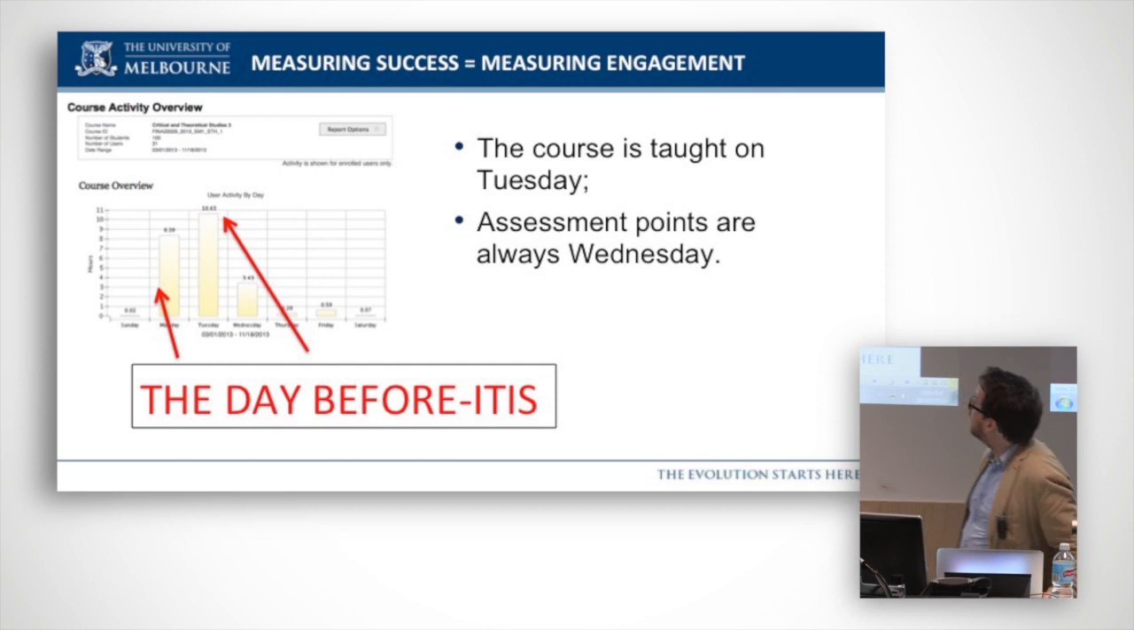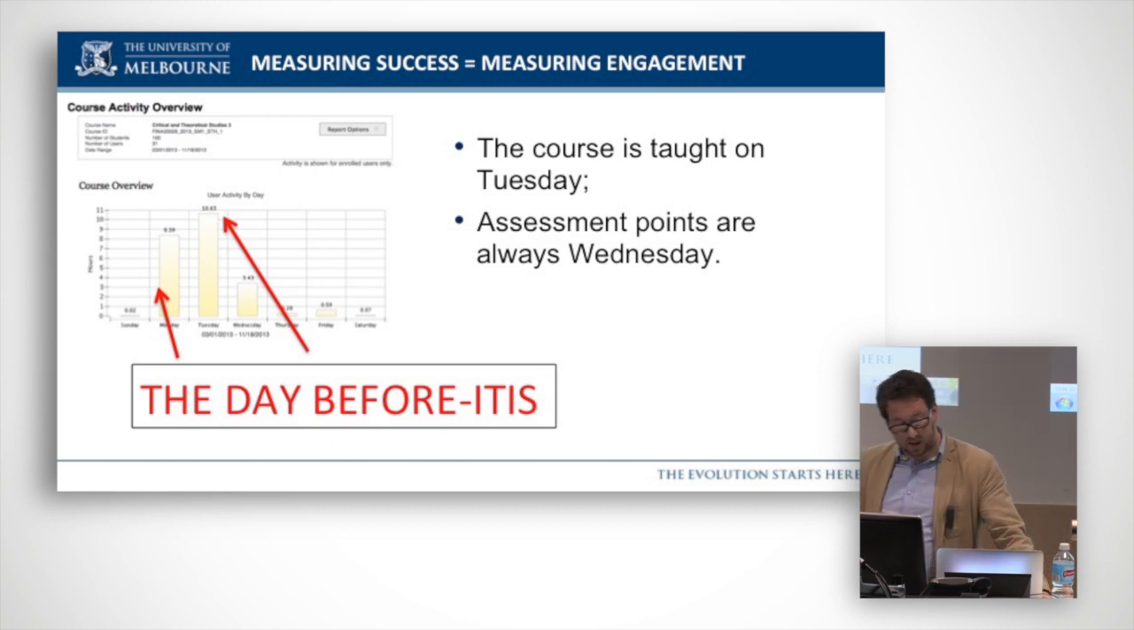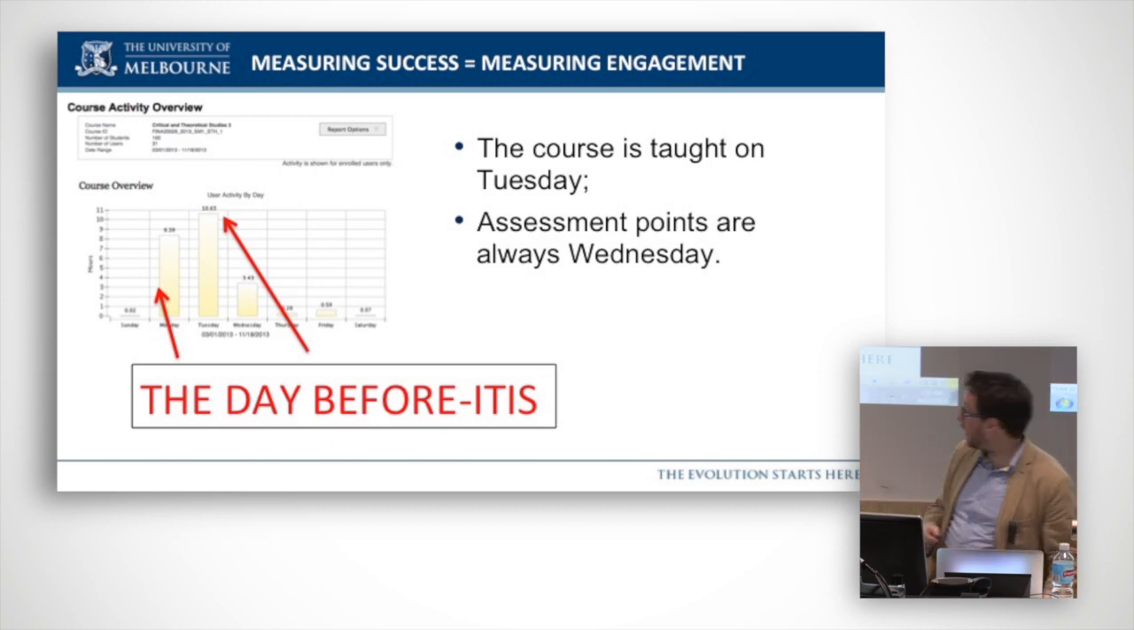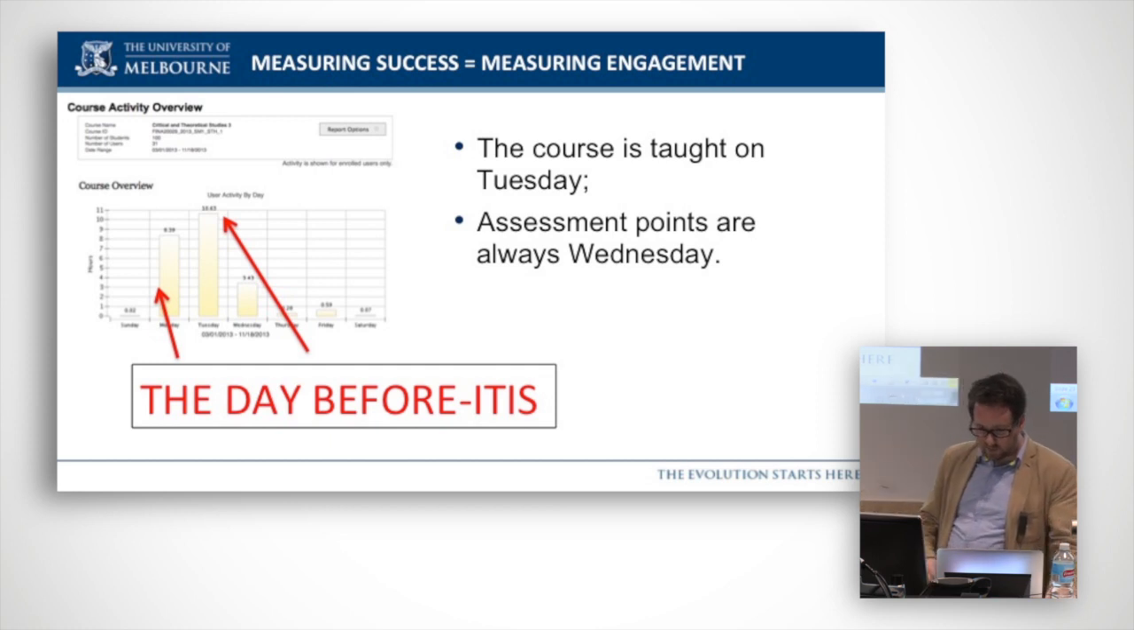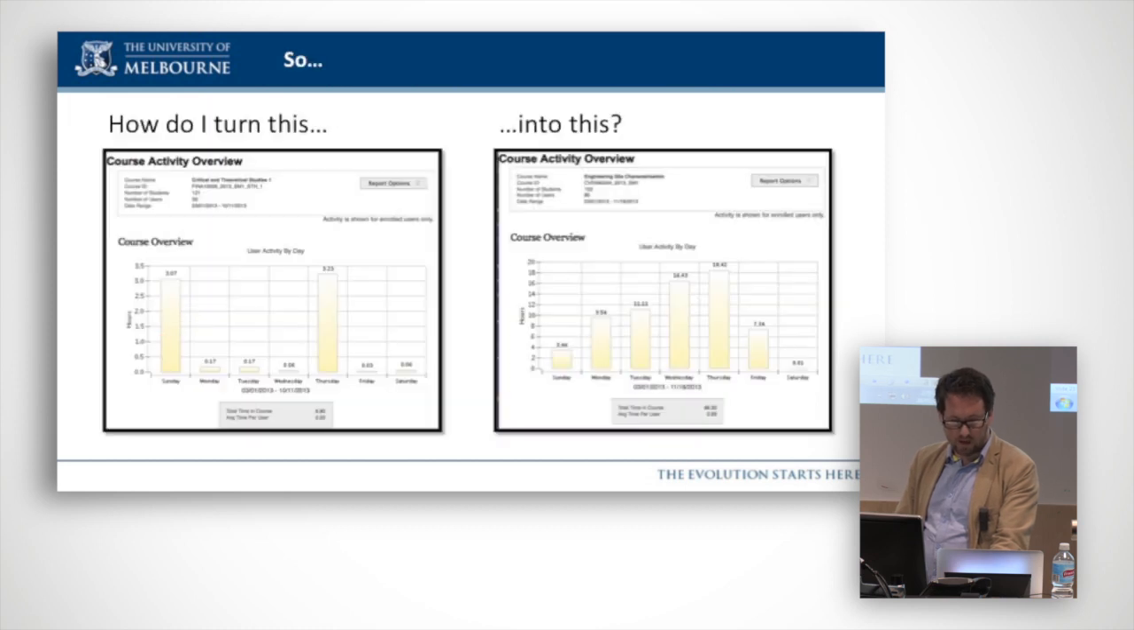This course is taught on a Tuesday. Okay? So you'll notice Monday is quite busy. Assessment points are always Wednesday, the day before it's due. And this is another course that I teach. So the first example was a first year course. This is the second year course that I teach, Critical and Theoretical Studies 3. So again, it's the day before it's due. So how do I turn this into that?